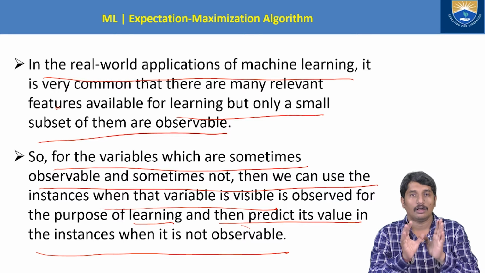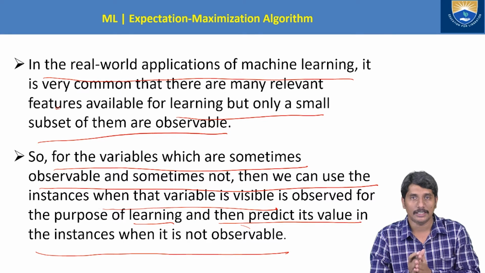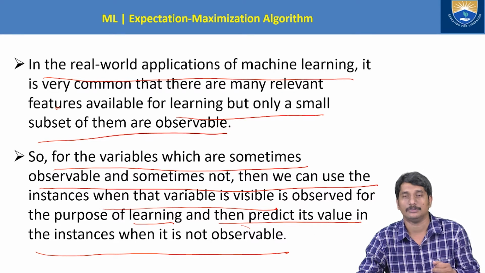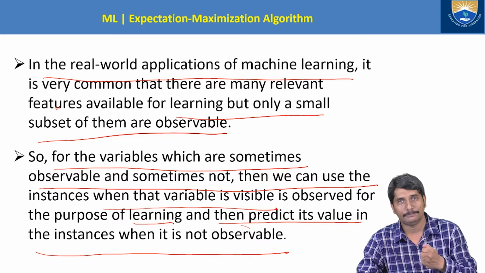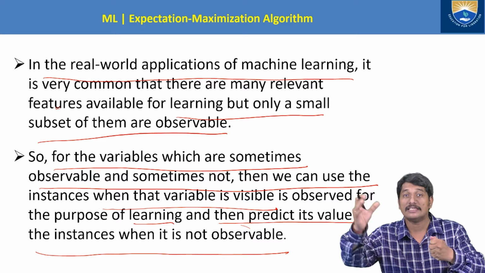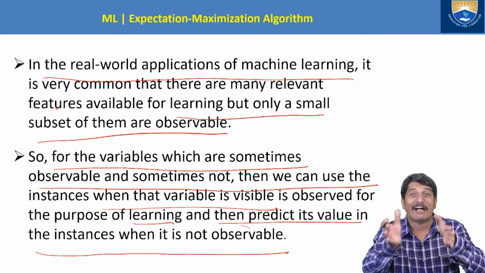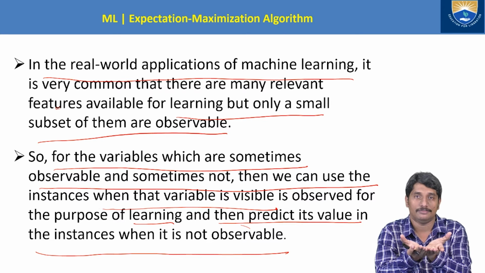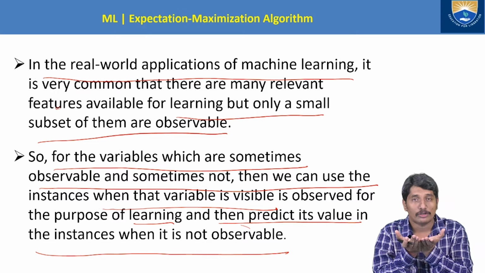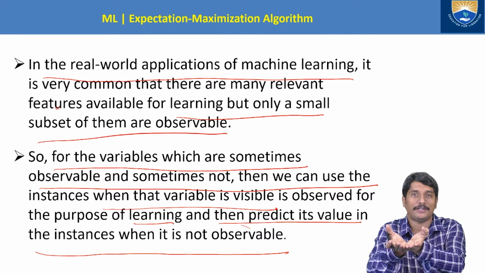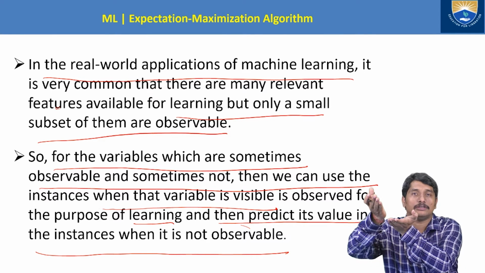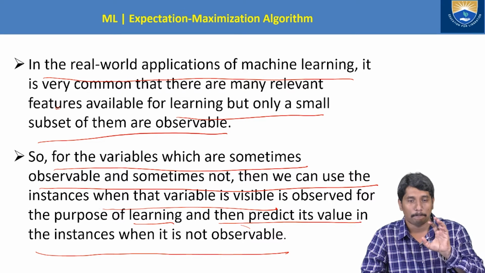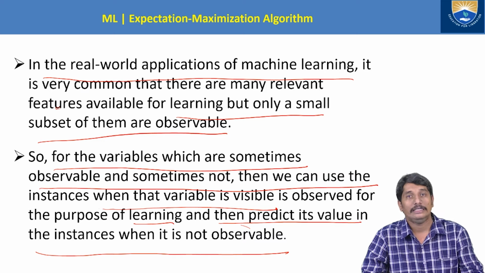So, when you are given a data set, some features may be clearly observable and visible, some features may not be visible. So, what you have to do is predict the missing features with the help of the available features. That means, the features which are observed should help you to guess, predict or anticipate the features which are not able to be observed. So, that's the prime motto of the EM algorithm.